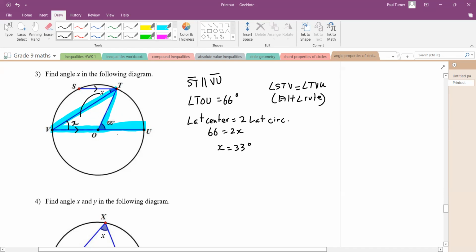Okay, so we got X. It's basically going to be half of 66. So this is 33, which ultimately means that that angle is 33 there. Okay, so that's your answer for question 3.